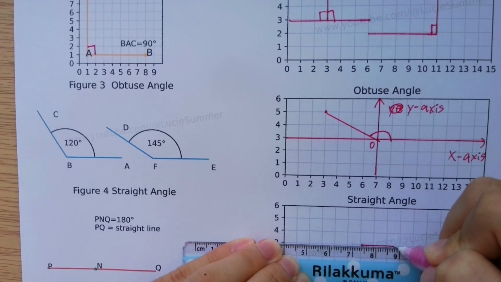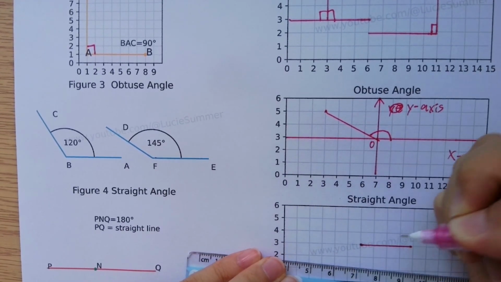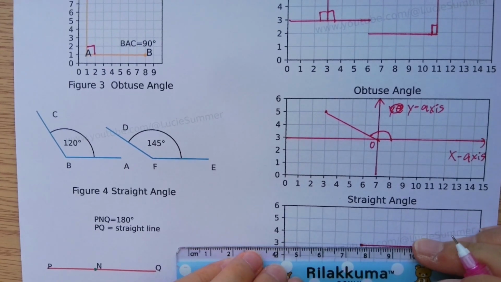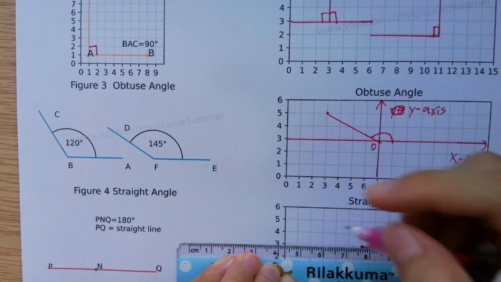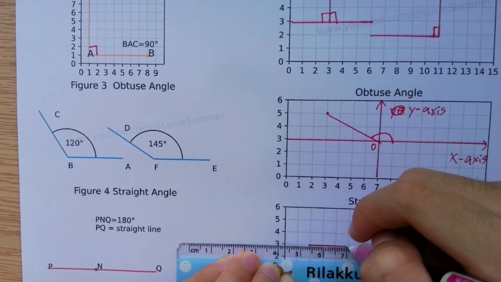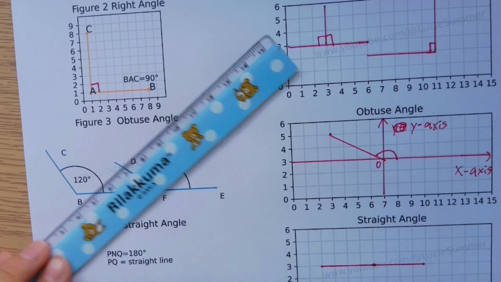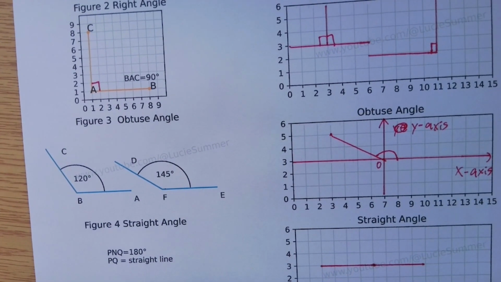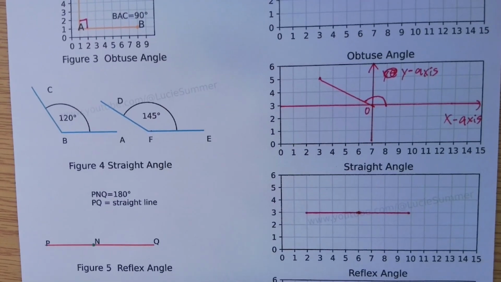So I'll draw one arm of the angle first, and this is the vertex. And the other arm of the angle is over here, like this. So this is a straight angle. Now let's move on to figure 5, reflex angles.